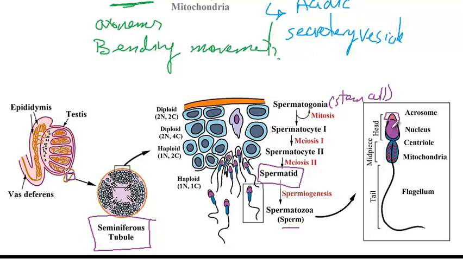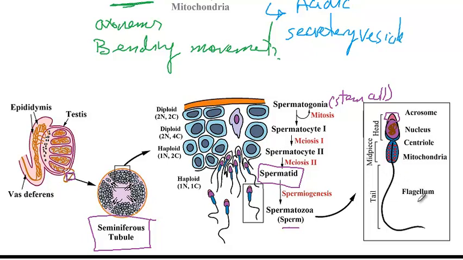And we discussed the functions of the acrosome, which contains the hydrolytic enzymes for penetrating the egg. It has the nucleus right here, which contains the genetic material. So here is where our genetic material is. Then we have the midpiece that contains mitochondria as well as the axonemes in order to generate enough energy for moving the flagellum.